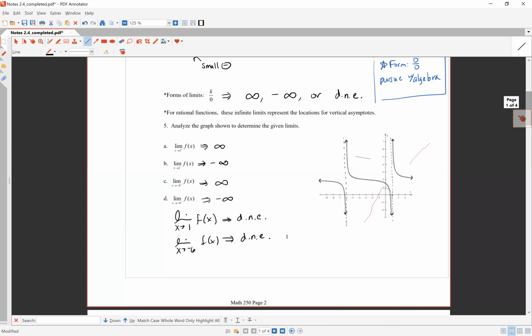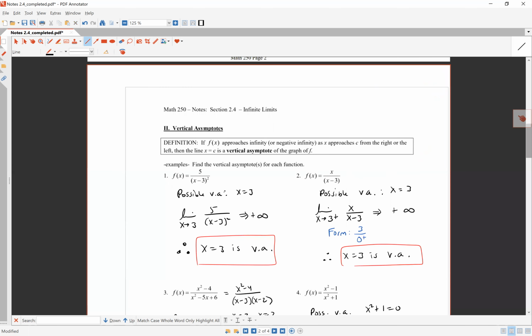Okay, so definitely, you don't actually have to know these definitions, but you should at least recognize them. A vertical asymptote is a straight up and down line. It's a vertical line. The graph never actually touches that line. So if f of x approaches either positive or negative infinity as x approaches c from the right or the left, the line x equals c is a vertical asymptote.